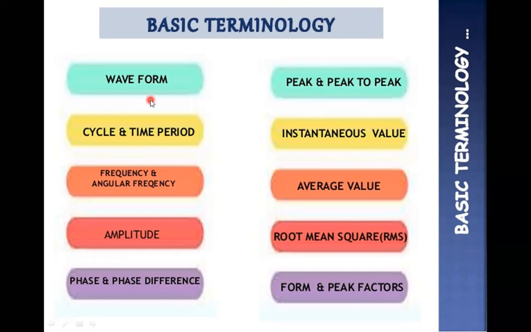How will we define a waveform? A waveform is a graph in which the instantaneous value of any quantity is plotted against time. Cycle: one complete cycle of positive and negative values of an alternating quantity is termed a cycle. So what is time period? Time taken for one complete cycle is called the time period. So one positive and one negative will give one complete cycle, and the time taken to complete that one particular cycle is called the time period.